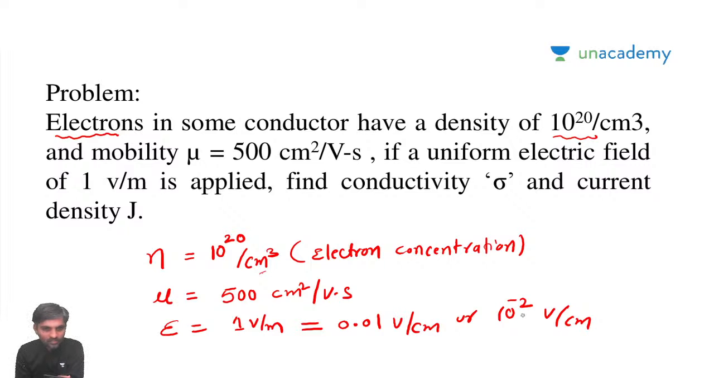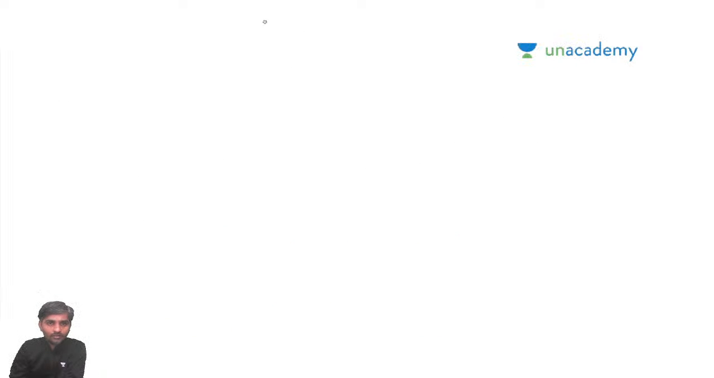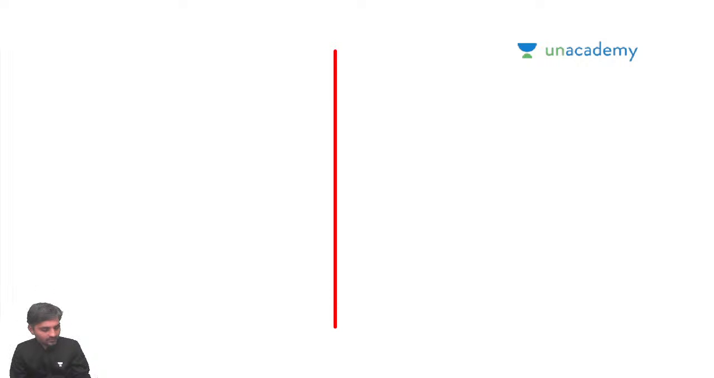So it is going to be 10 to the power of minus 2 volts per centimeter, is what you should write. Now, what is being asked is to calculate the conductivity sigma and the current density J. No problem, we will do that. These are directly formula based questions, which are fundamentals. That is the reason why I am discussing here.